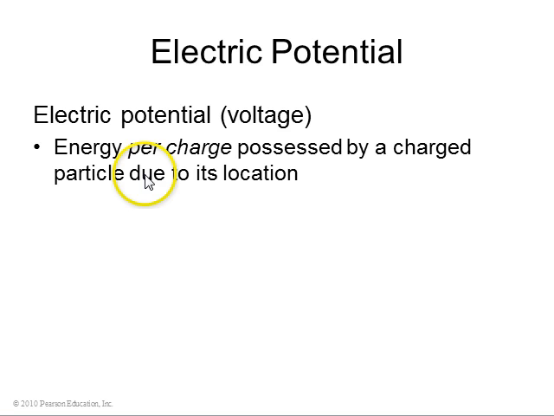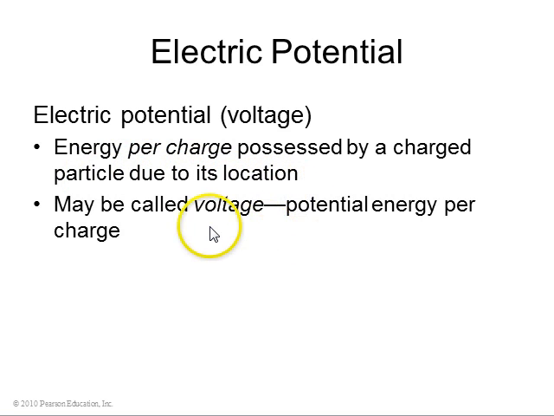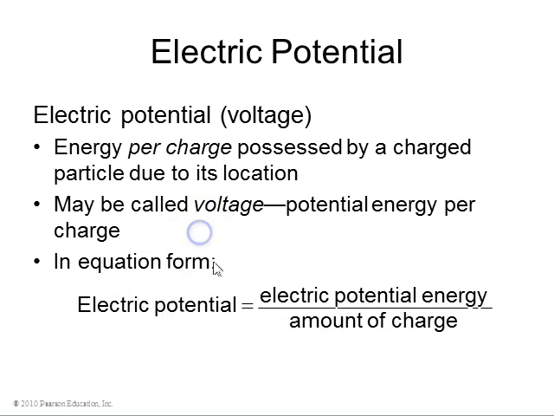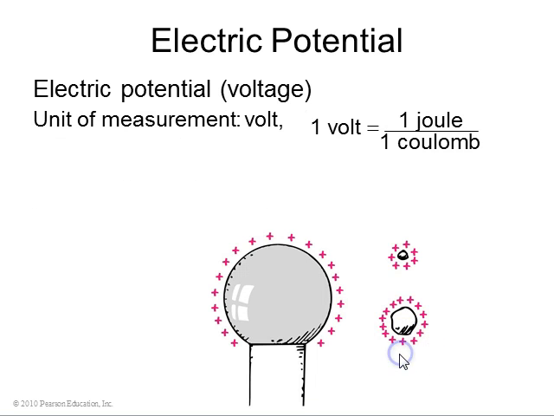Electric potential is the electric potential energy per unit charge, sometimes called voltage. So here it is. Electric potential is electric potential energy divided by the amount of charge. And it also has a unit. 1 volt is 1 joule of electric potential energy per coulomb of electric charge.